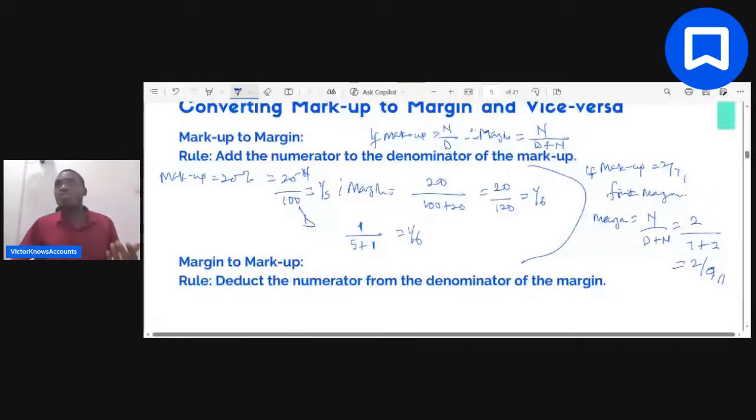Once I see 2 over 7 as markup, I already know that it's 2 over 9 that is margin. And in JAMB, you don't even need to think about it. Just use your margin directly, and you are good.